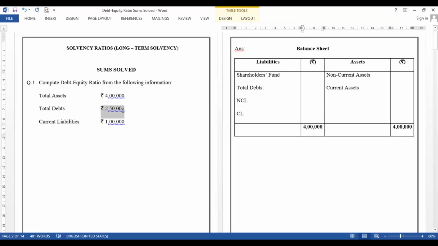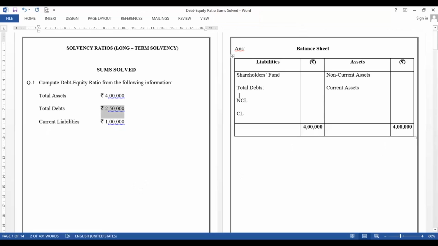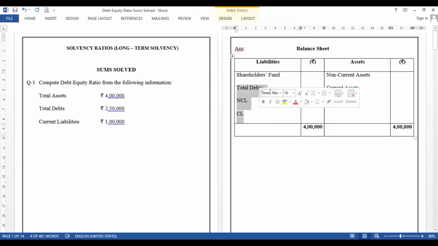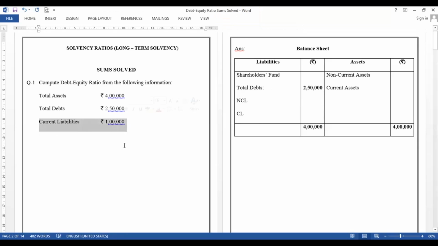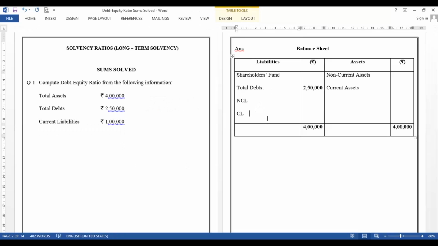Total debts is given to us. Now total debts, we all know, will include non-current liabilities and current liabilities. So let me place the amount of total debts. Total debts is 2,50,000. Out of total debts, we are told that the current liabilities is 1 lakh rupees. So let me place the amount of current liabilities, that is 1 lakh.